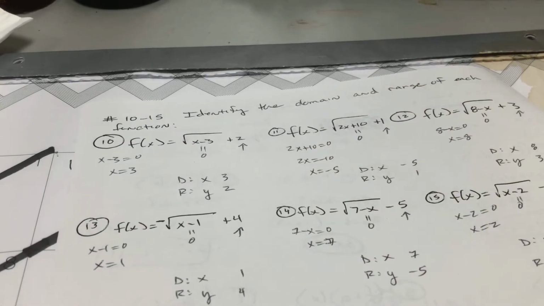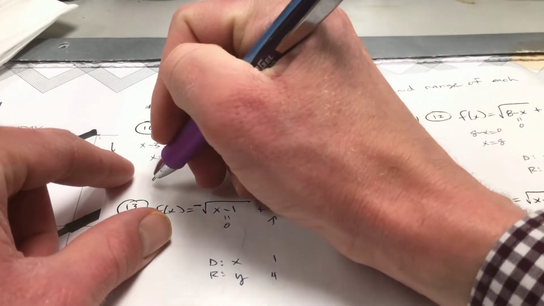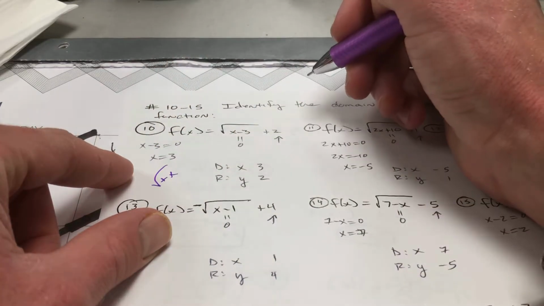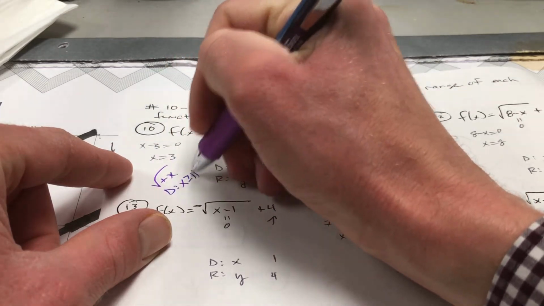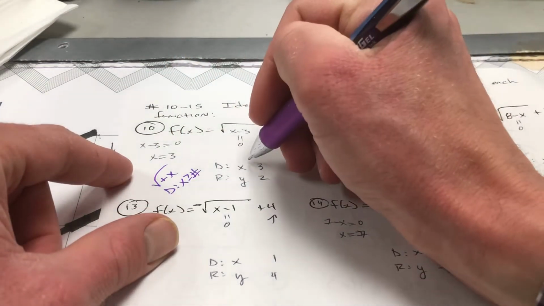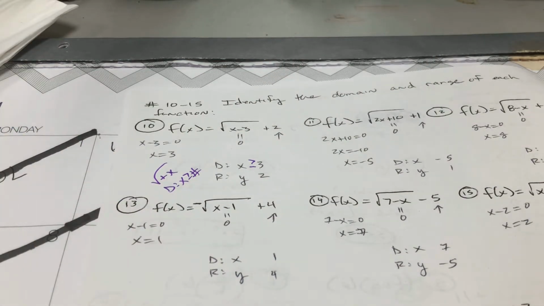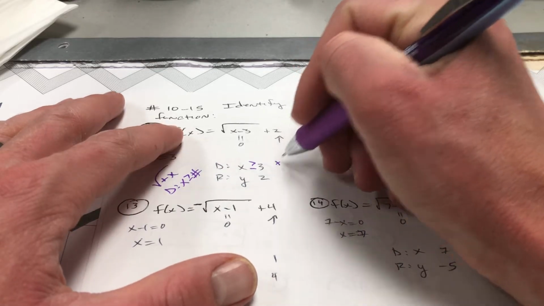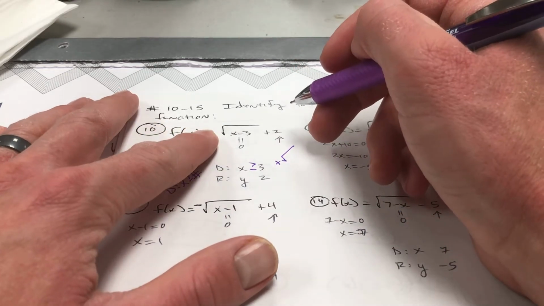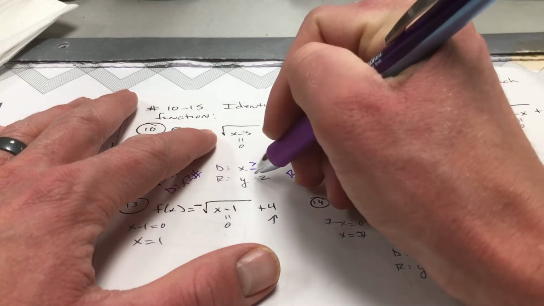Numbers 10 through 15, identify the domain and range. Again, you're allowed to take the square root of 0. Anytime you have a positive number inside the square root, or positive x inside the square root, the domain is always x greater than or equal to some number. So the domain is x greater than or equal to 3 here. I can plug 4, 5, 6, anything 3 or more, and I'll have the square root of something that's allowable. Anytime you have a positive square root function, which you do here, there's no negative on the outside, then the range is y greater than or equal to some number.